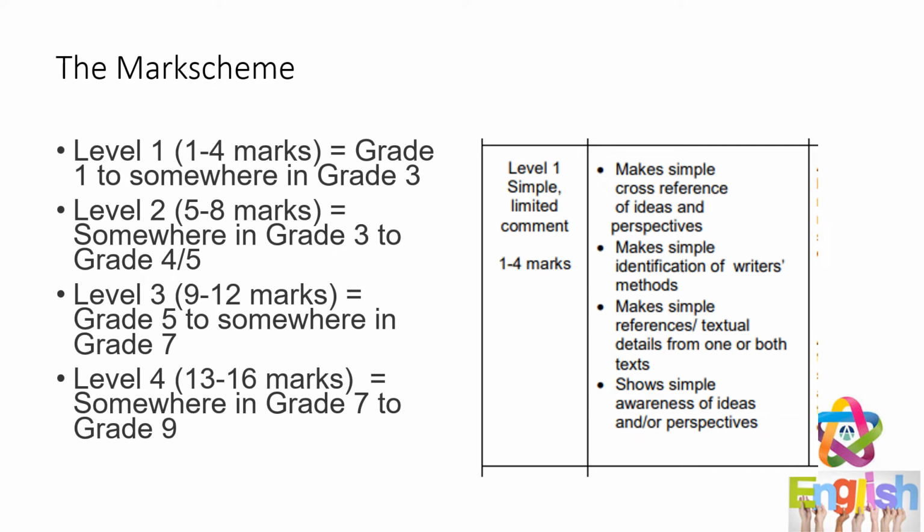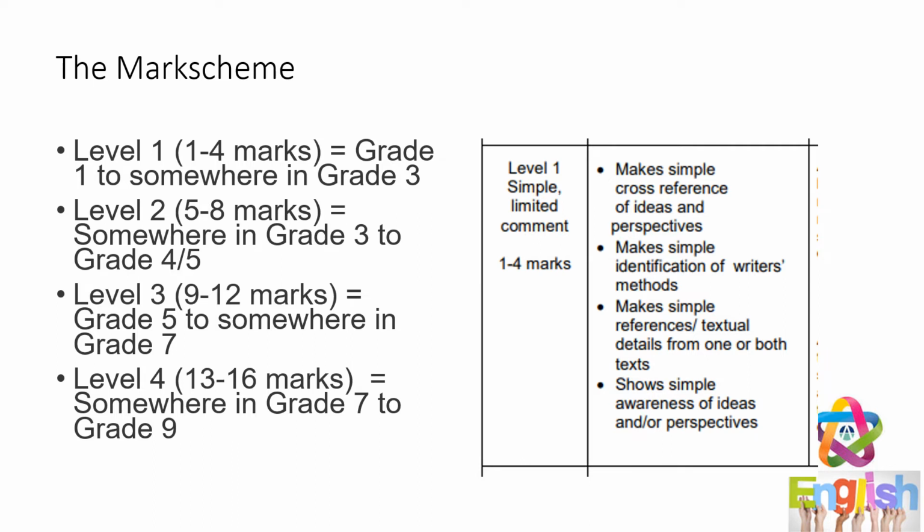So level 1 responses will be making simple cross-references, very simple comparisons. That makes you making simple links between the 2 texts. At level 2, the responses will attempt to compare. Level 3, responses will have a clear and relevant comparison. So you'll have picked something out very tangible and compared those across. And level 4 responses are very perceptive and detailed. You're really saying clever things and looking really closely at the evidence from the text.